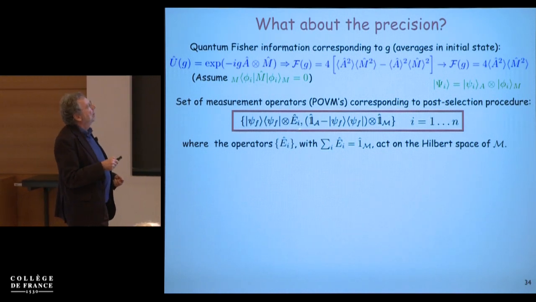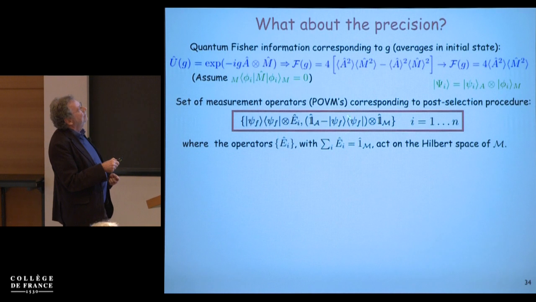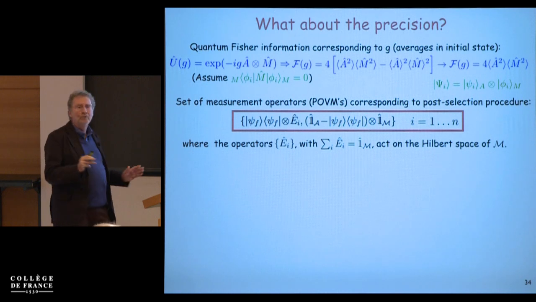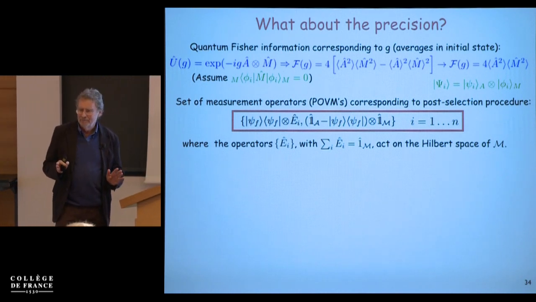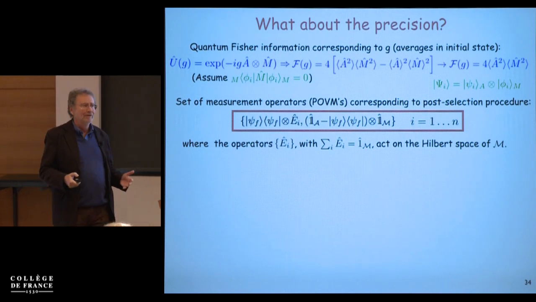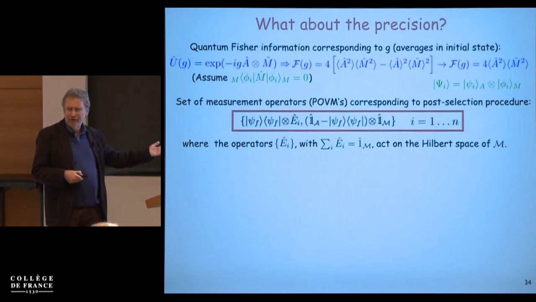Okay? Now, if I don't find the system in the post-selected state, so that's you find it in an orthogonal space, then I don't do anything to the pointer. Okay? So this is the collection. This is the POVM, which I use for this kind of measurements.